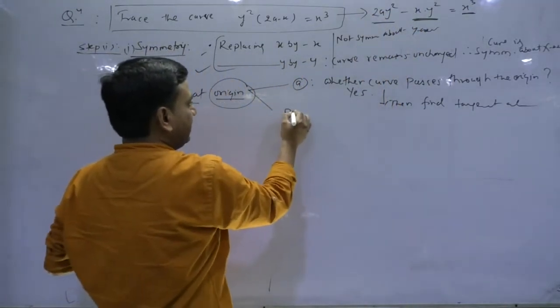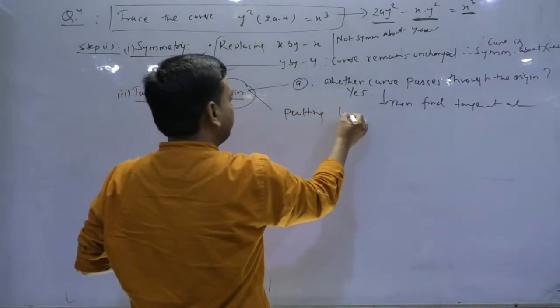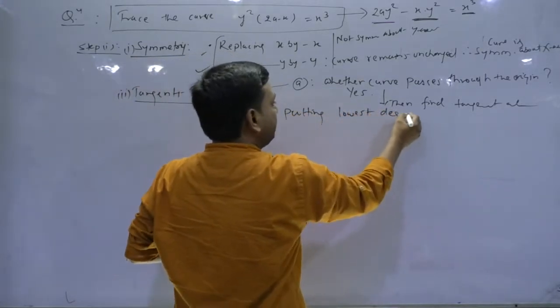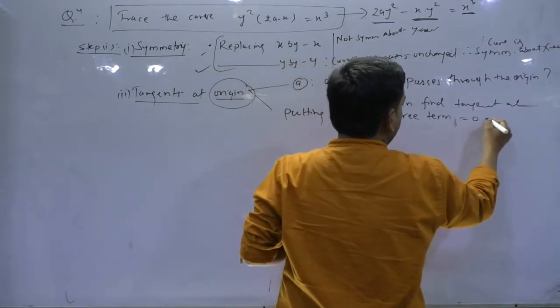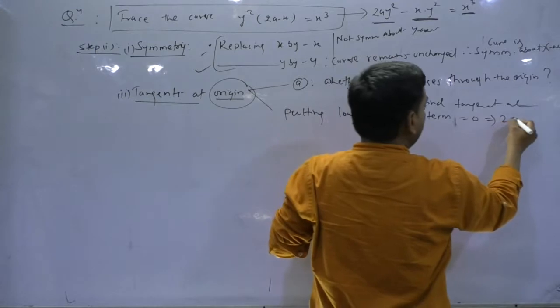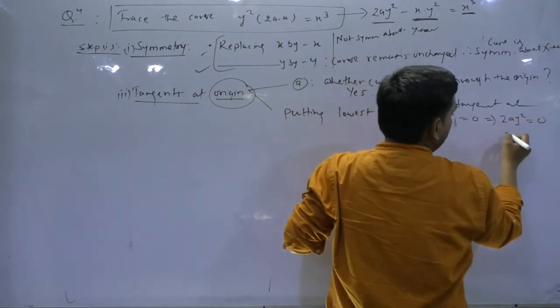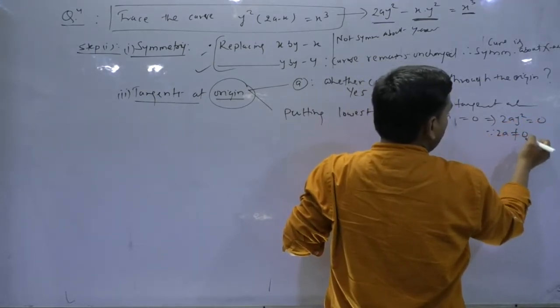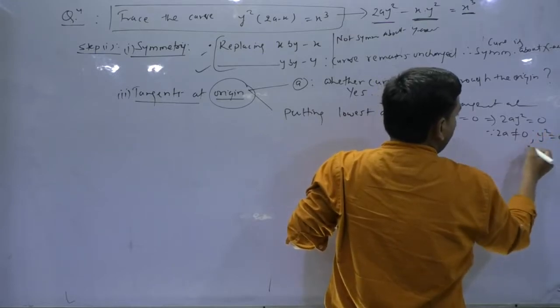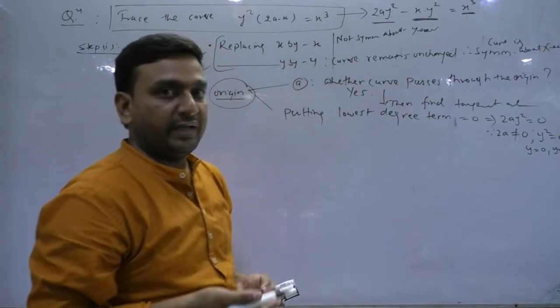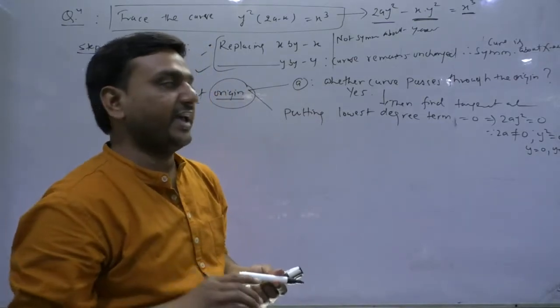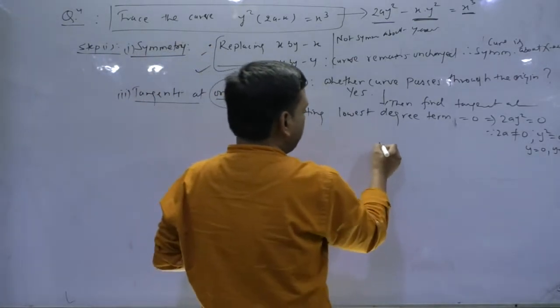So क्या करेंगे बच्चे? Putting lowest degree term to 0. This implies 2a y square is 0. Since 2a is non-zero in a curve, so what we get? y equals to 0 and y equals to 0. y equals to 0 means x-axis. Please note this point also.